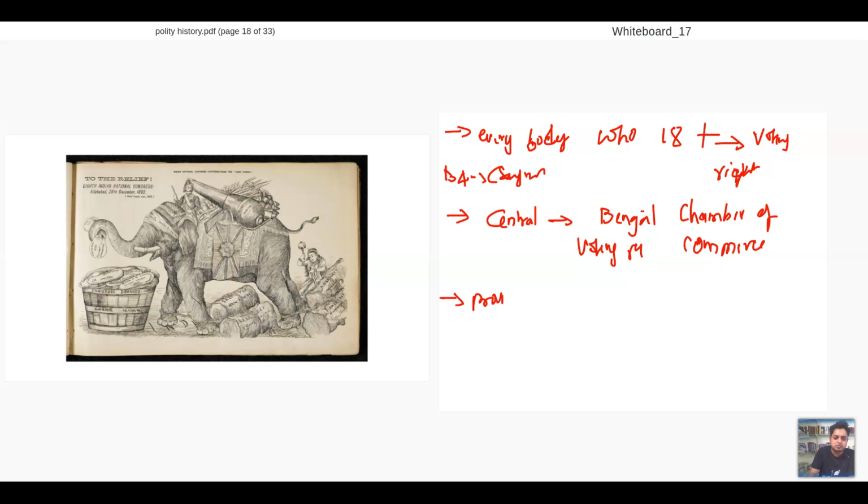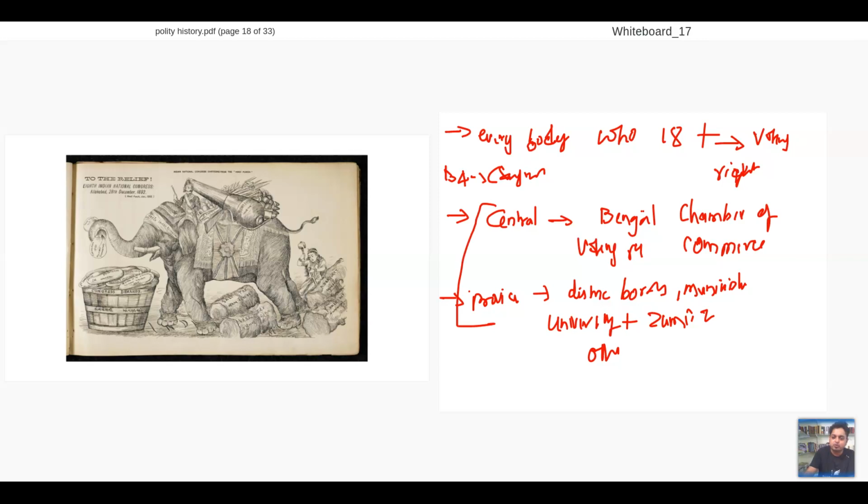In the provinces, they gave it to district boards, municipalities, municipality members, university members, plus zamindars and other associations. Only these people had the right to vote, and that too only males, not females. So isn't that discrimination? Universal adult franchise is everybody. It starts here, and that too indirect election. Why do we call it indirect elections? Because it is only a few. Adult franchise was restricted.